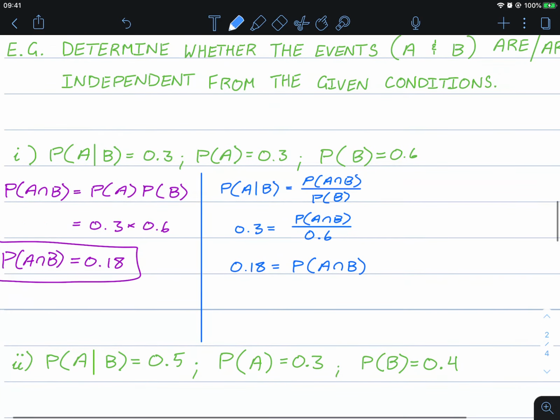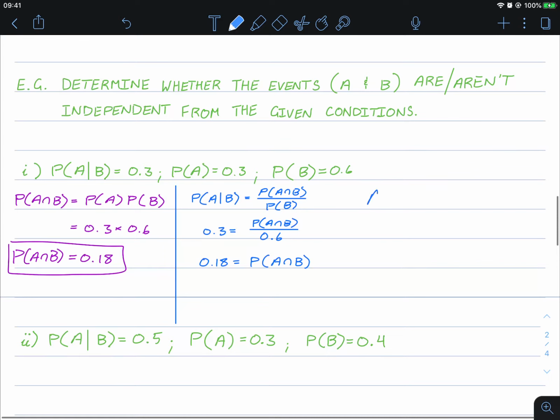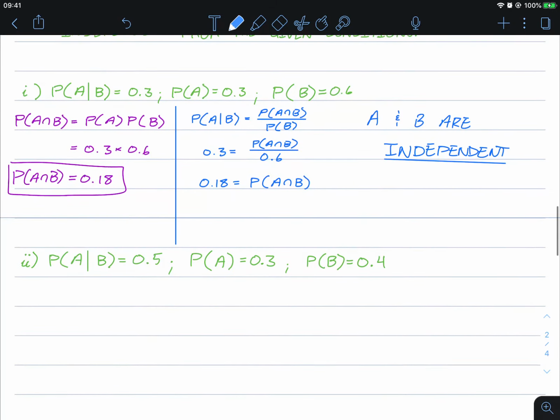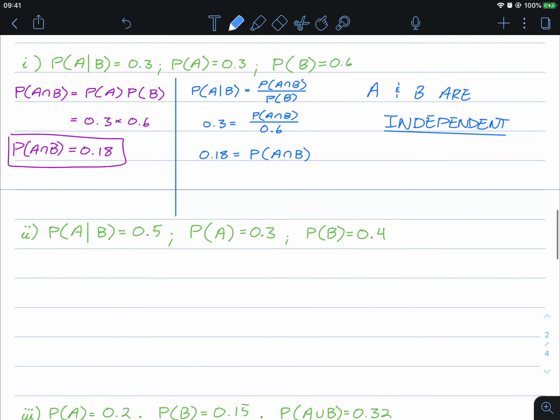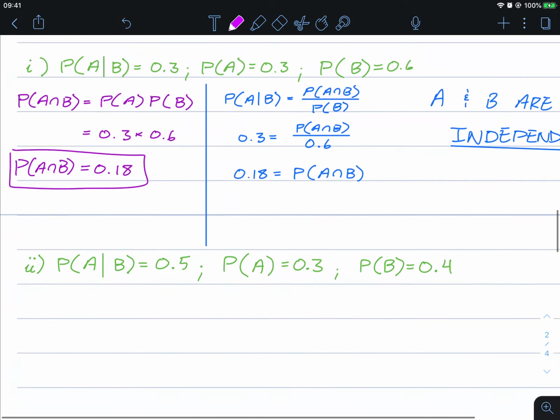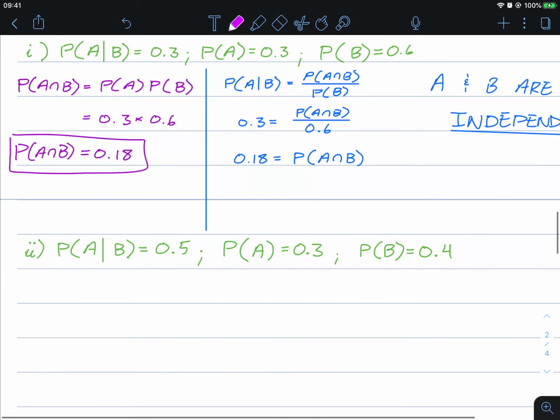So in this case, A and B are independent. So they are indeed independent in this particular example. Let's do another one, just so we get our heads around this. You can probably expect that this won't be independent, but let's just get on with it so you can see how this goes about.